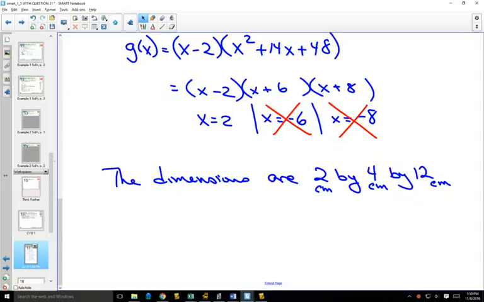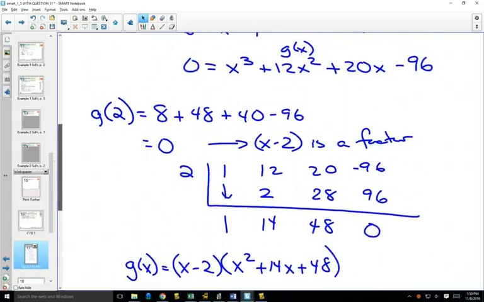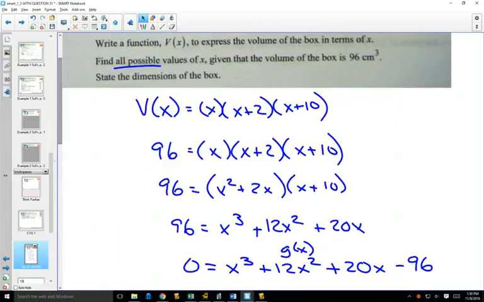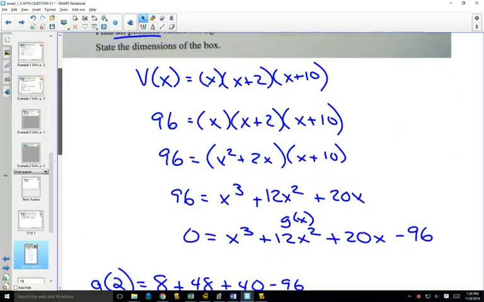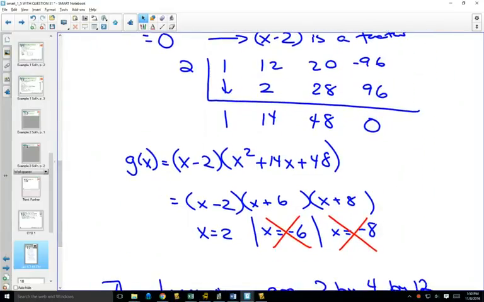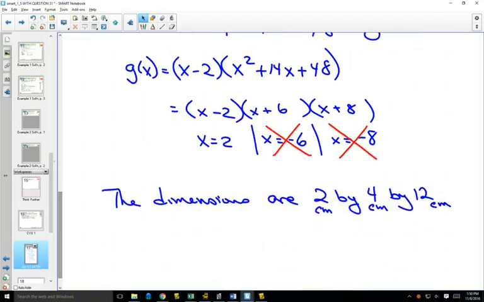So the hard part about this question for the final exam is not the factoring, but the fact that once you plug in 96, you had to expand it to move the 96 over and then to factor it afterwards. So first of all, we had to expand everything and then move the 96 over to the other side and then factor it completely to get our answer.